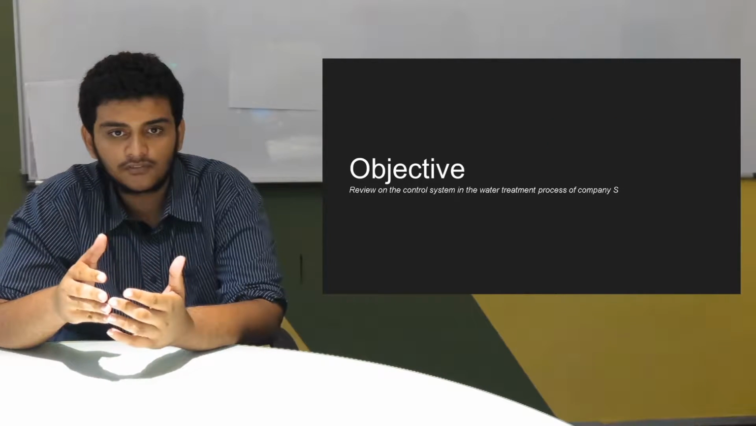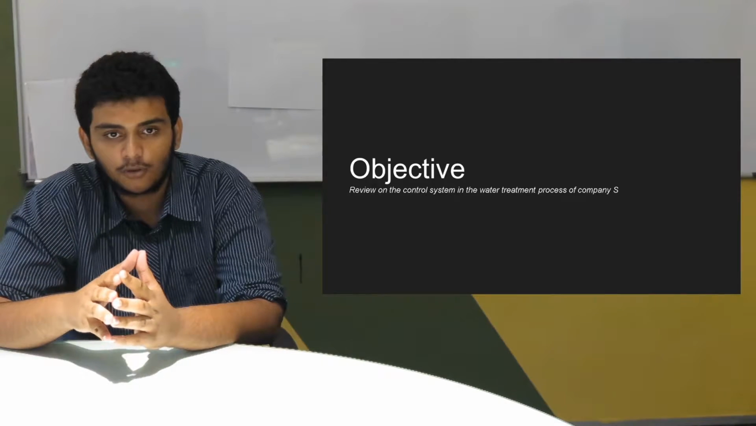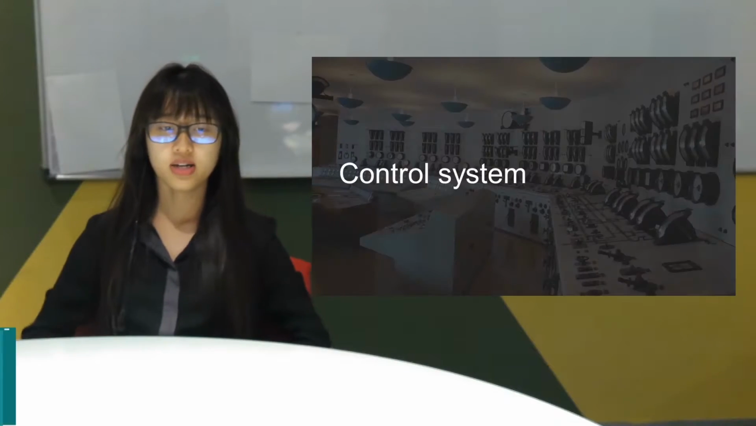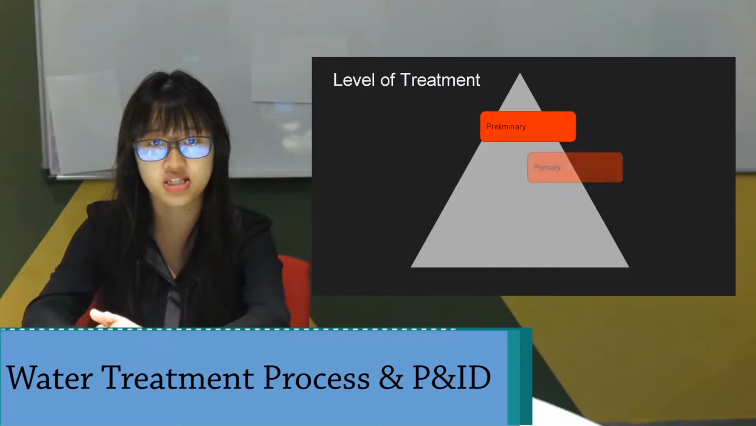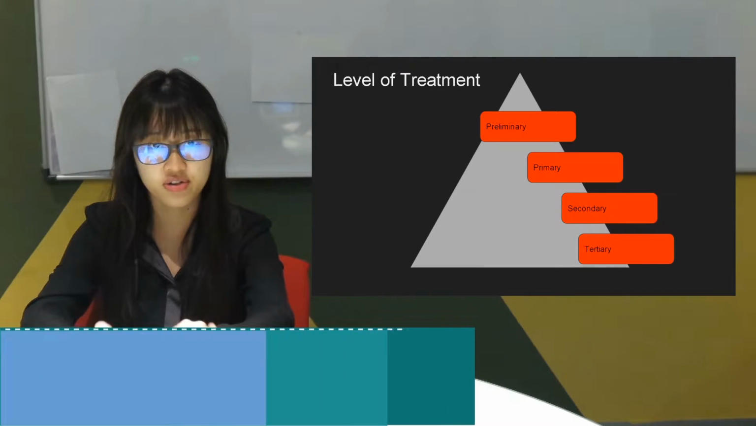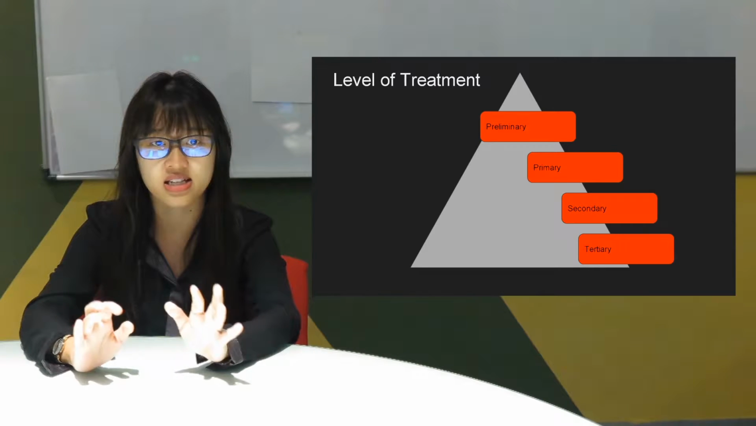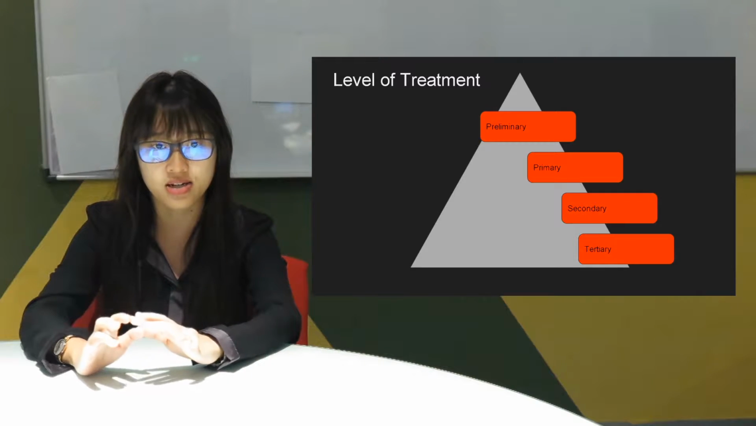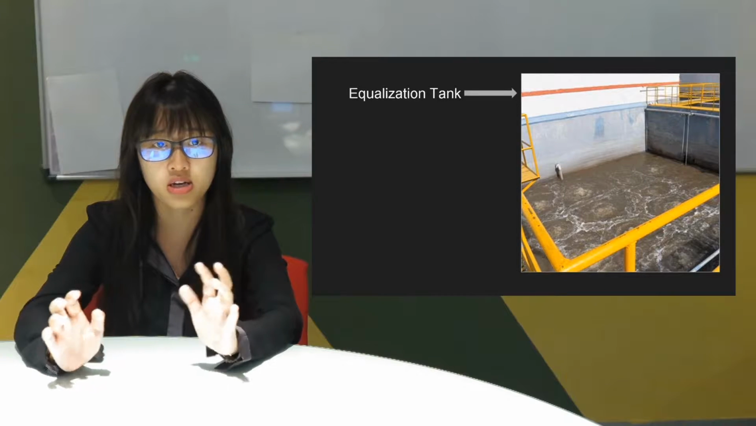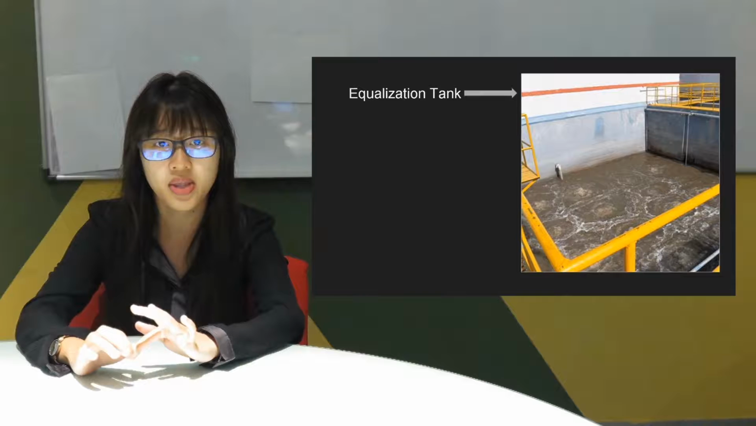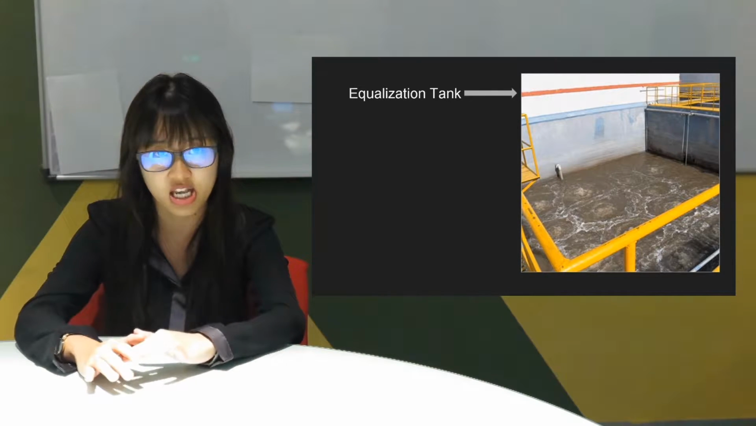Hence, the objective of this presentation is to review the control system in the water treatment process of Company S. Normally, wastewater treatment involves three stages: primary, secondary, and tertiary. The primary stage involves physical and chemical treatment to remove floating and settleable materials such as suspended solids and organic matter. The equalization tank usually is the first stage, where the impact of toxic compounds in the wastewater is diluted, and the pH is neutralized to minimize downstream chemical usage.